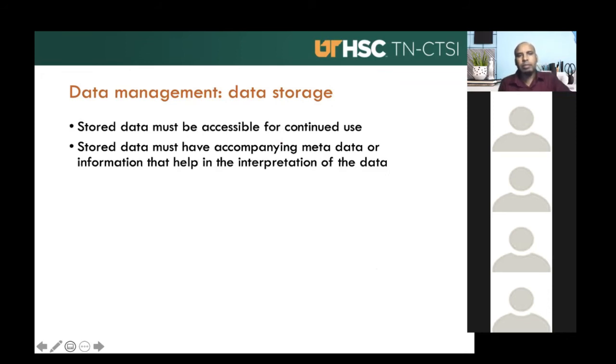So stored data must be accessible for continuous use. Like I said, 5 years, maybe 7 years after you conducted your study or published a manuscript, an inquisitive researcher might want to say, I want to look at your data, I want to replicate your study. You have to make sure that you are keeping your data.